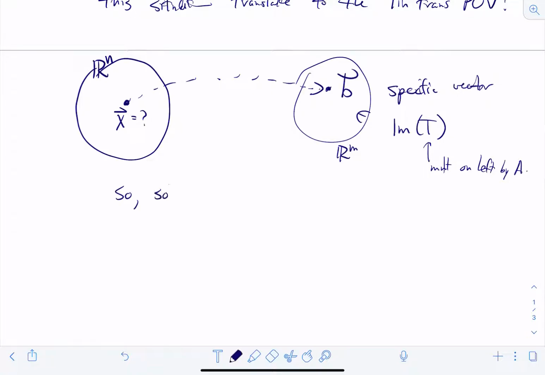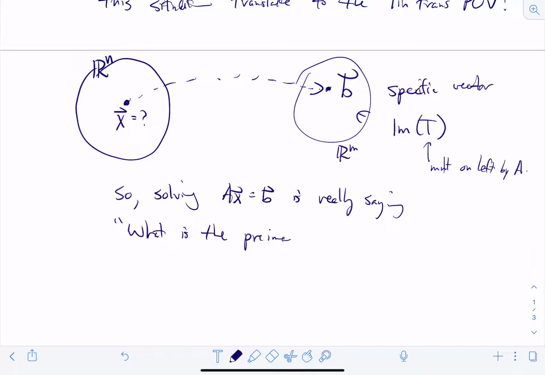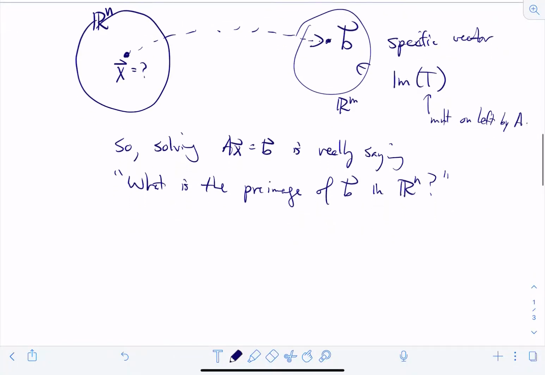So solving Ax equal to b is really saying, what is the pre-image of b in Rn, right? Okay. And this actually relates to the idea of a linear combination, right?